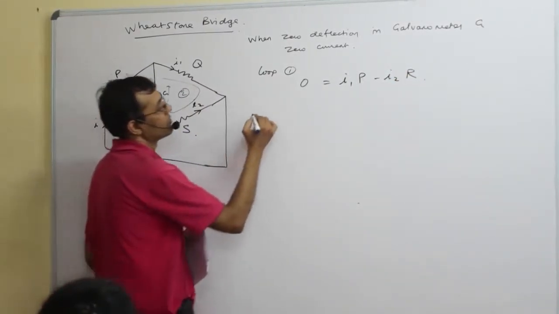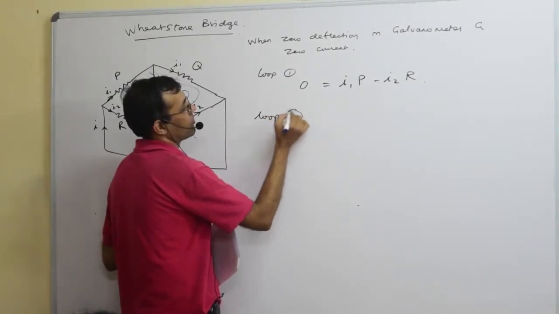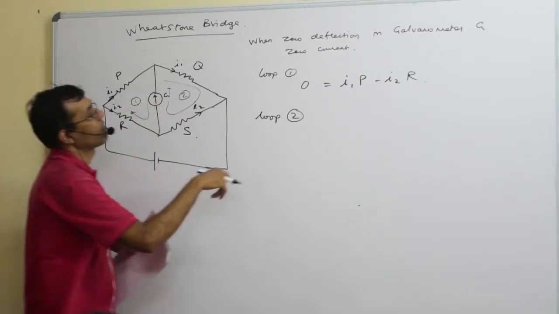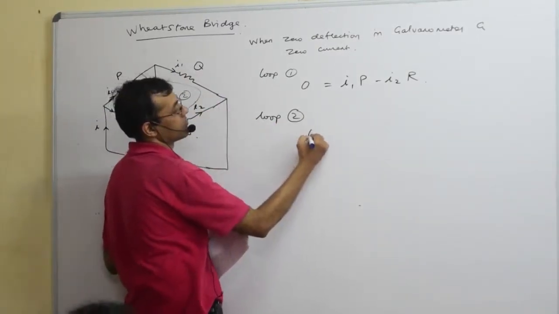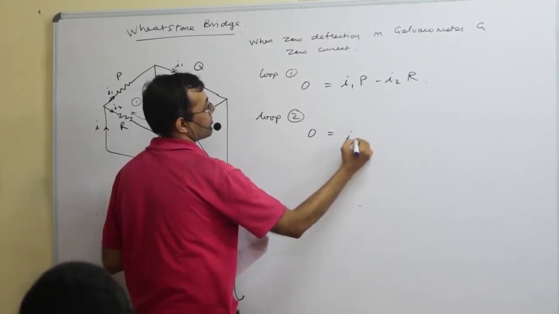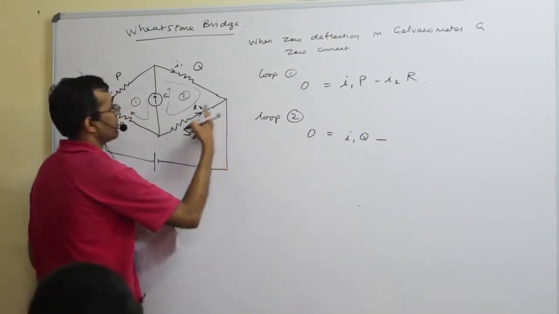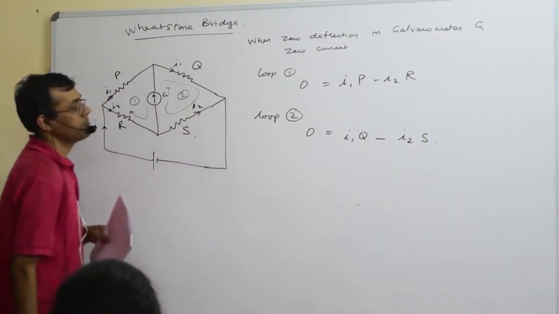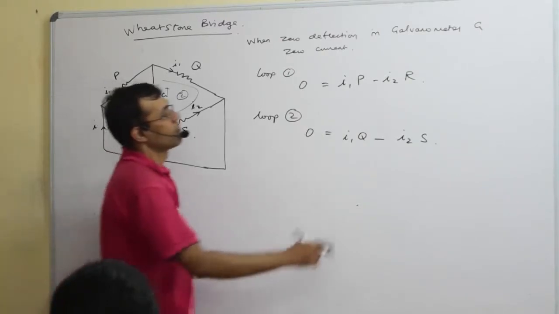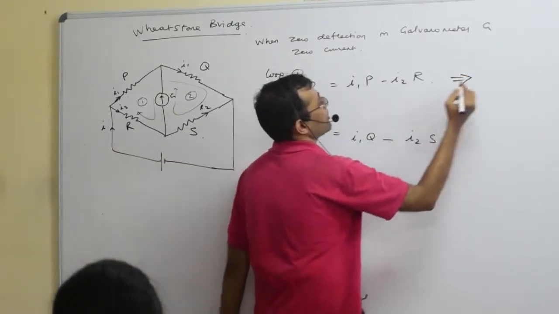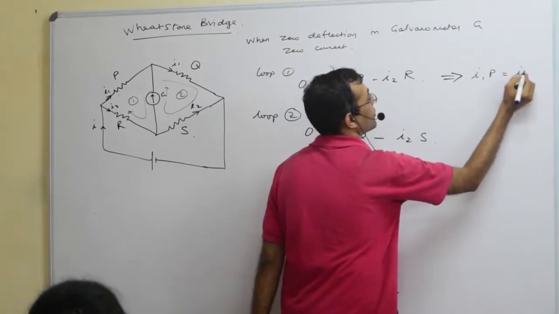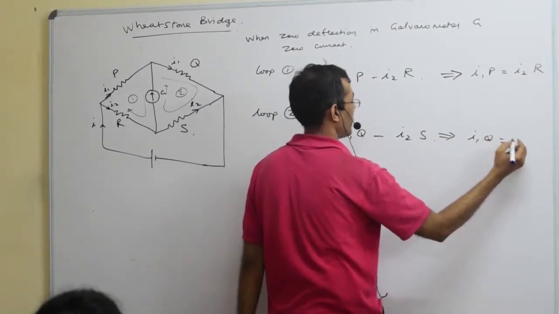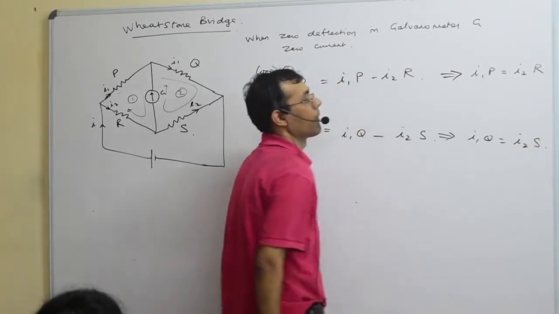Do the same thing for loop 2. Can you do it yourself? Is there any battery here? 0. I2 into S. This can be written as I1P is equal to I2R. This can be written as I1Q is equal to I2S.